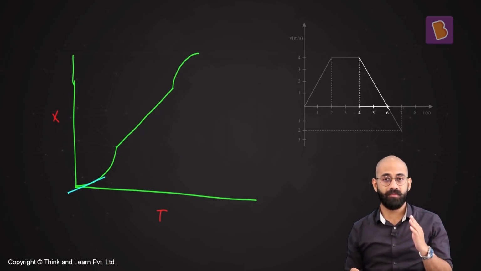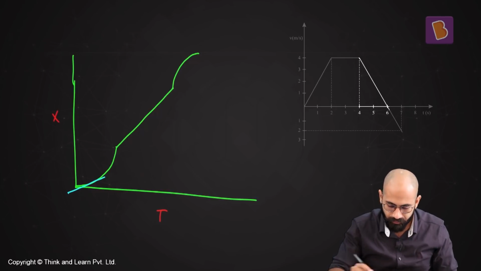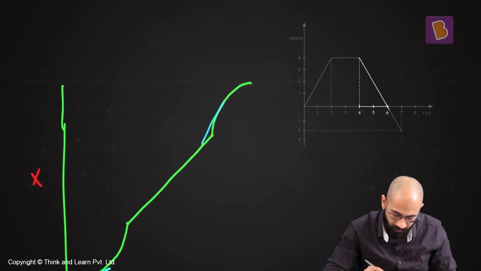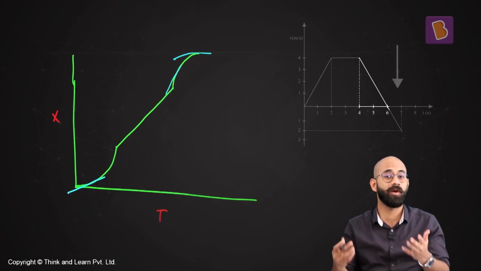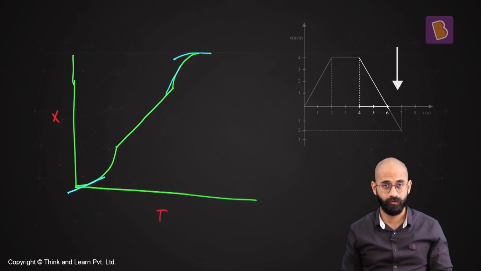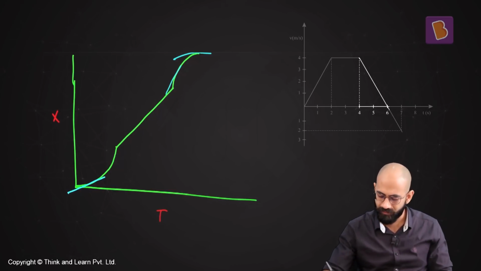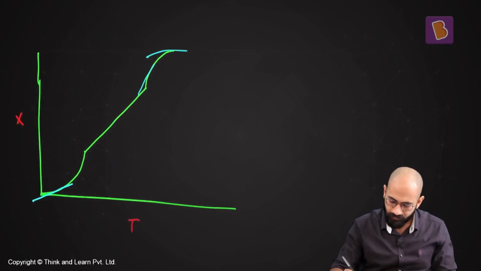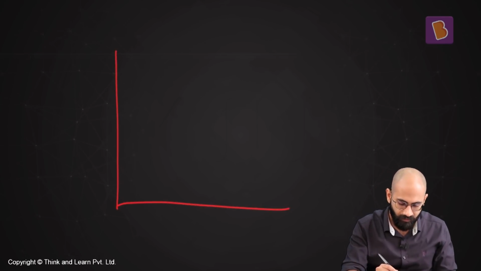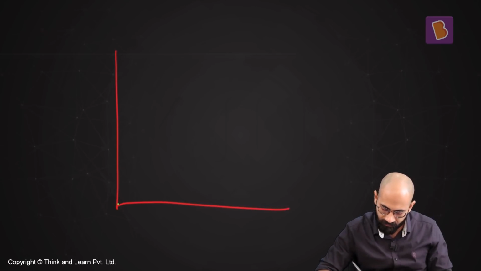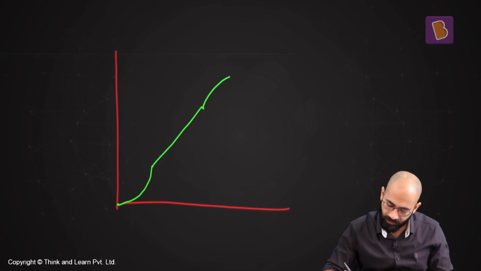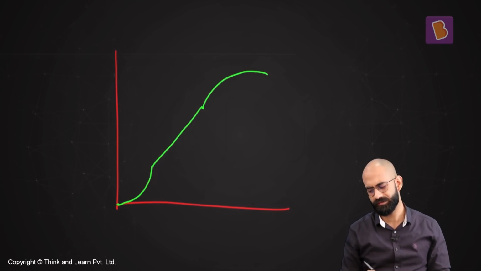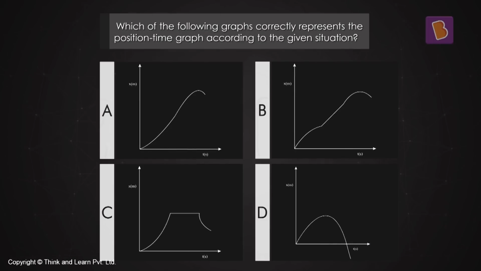Do you see that? It will be a parabola curving downward because if we draw the tangent over here, the slope has to reduce. Yeah, because the velocity is reducing. Cool. So if I have to draw it more clearly, the graph will approximately look like this. It'll have a parabola curving upward, a straight line, and then a parabola curving downward, right?